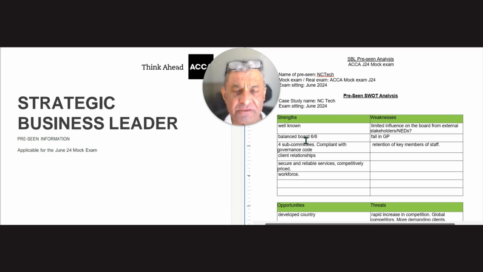Now, there are a couple of things. The first is you cannot take your analysis with you into the exam. You cannot use it in the exam. All right, this is just for your own purposes of understanding and as a revision aid. The second thing is that you will, of course, have access to the whole of the case study in the examination, and that is useful to know, and you'll understand why in just a minute. Okay? So how do I recommend we analyze the pre-seen case study for SBL? Well, keep watching and I'll tell you.